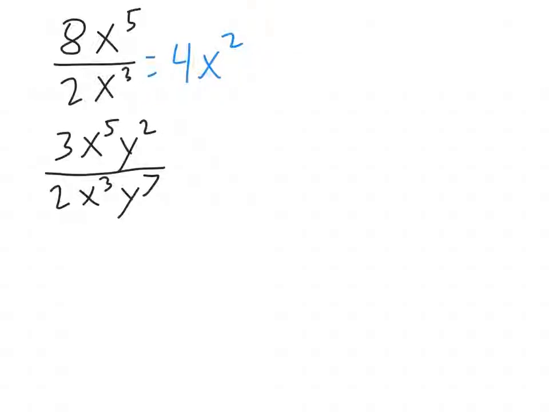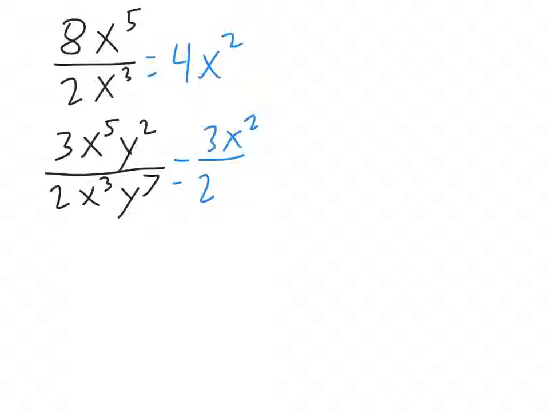So now let's look at this one. So first let's look at the numbers. We have 3 over 2. Can you nicely divide 3 over 2? No. It's a fraction, so you should leave it as a fraction. So just leave it as 3 over 2. Then let's look at x. So here we have x to the 5th divided by x to the 3rd. So 5 minus 3 is 2. So we have x squared.